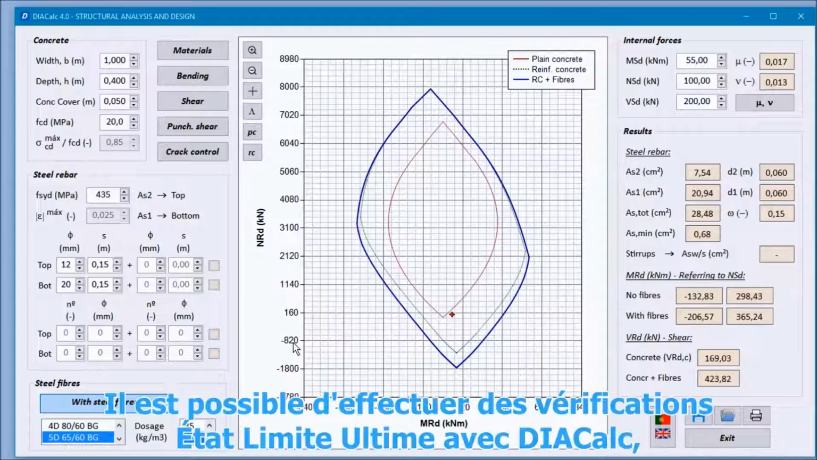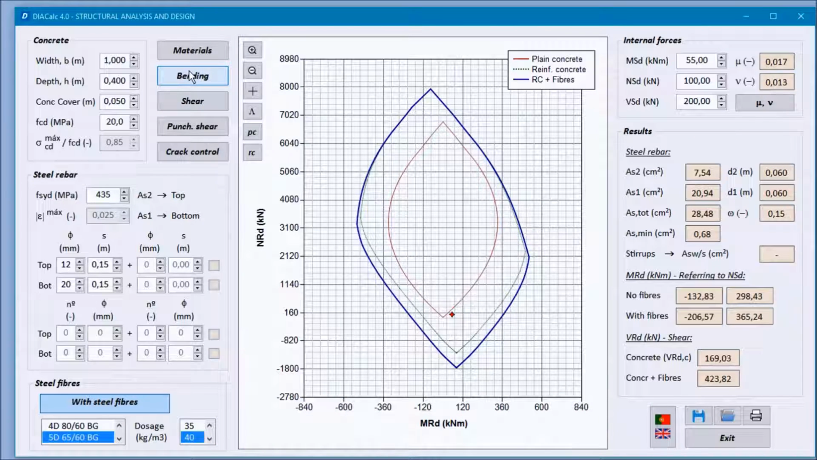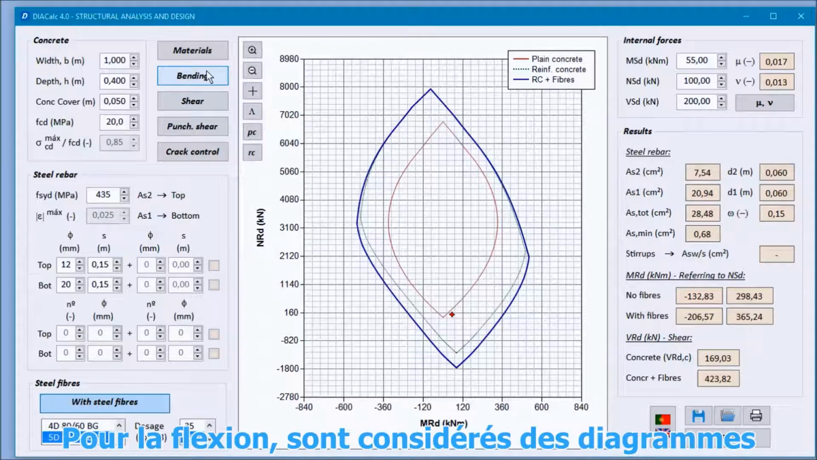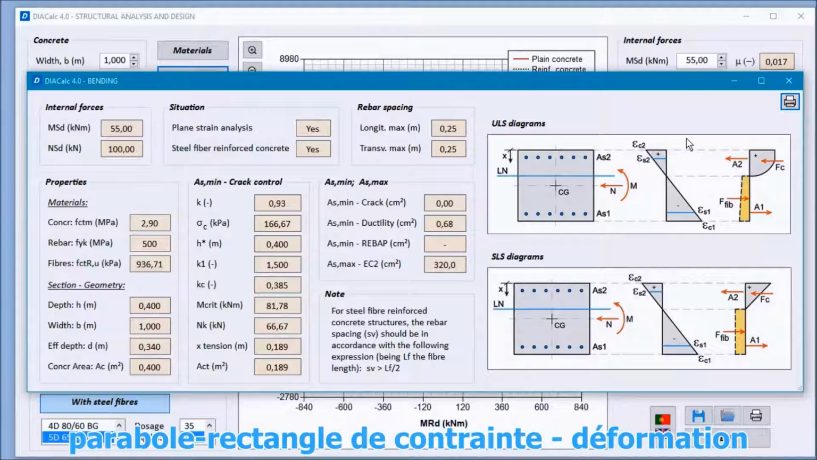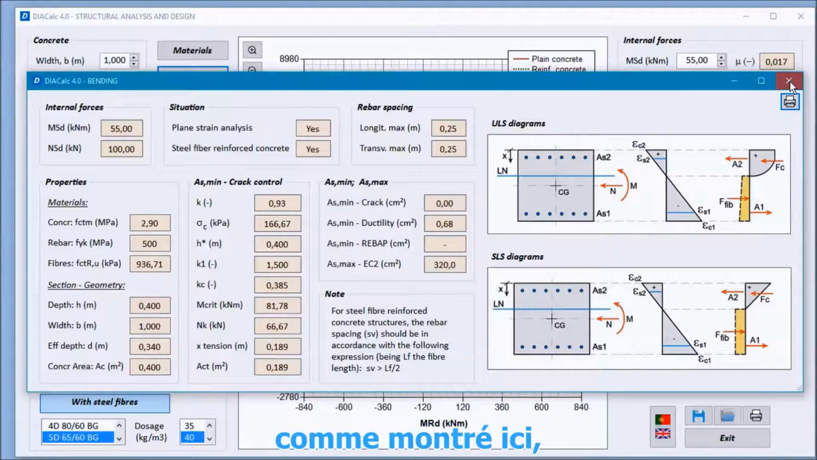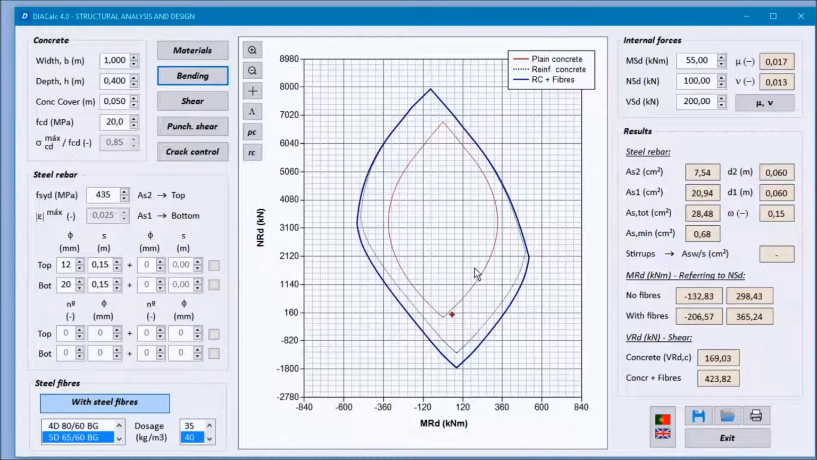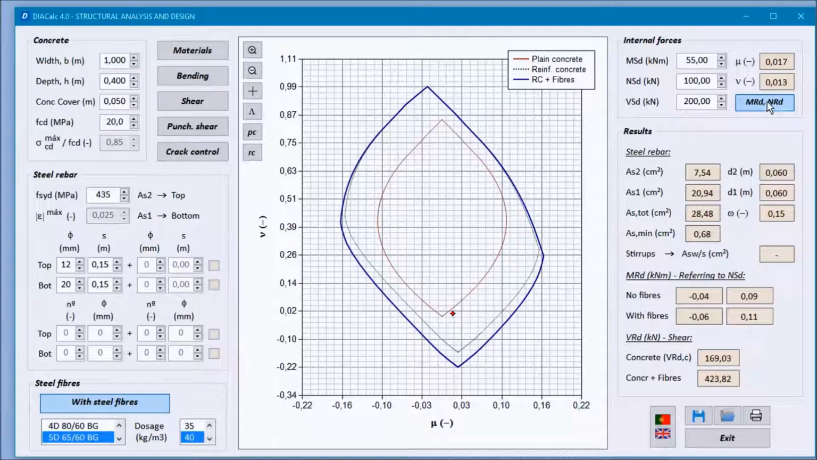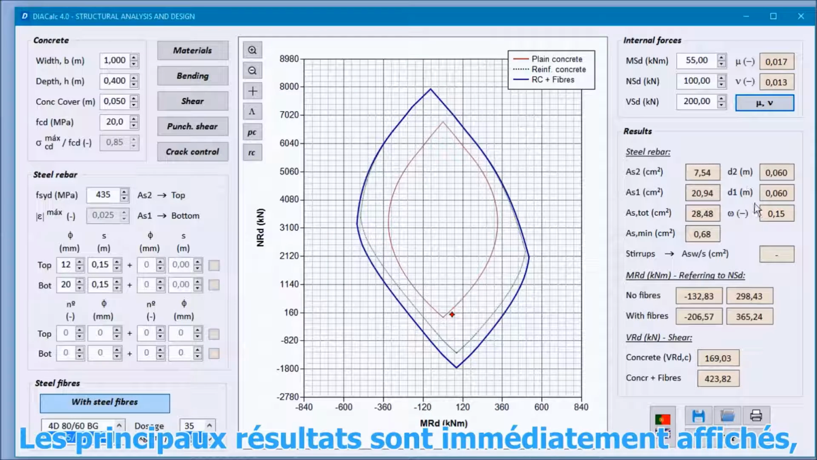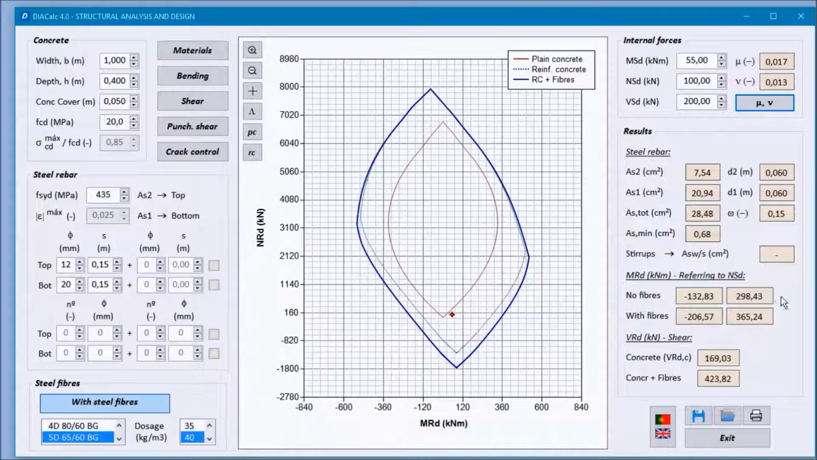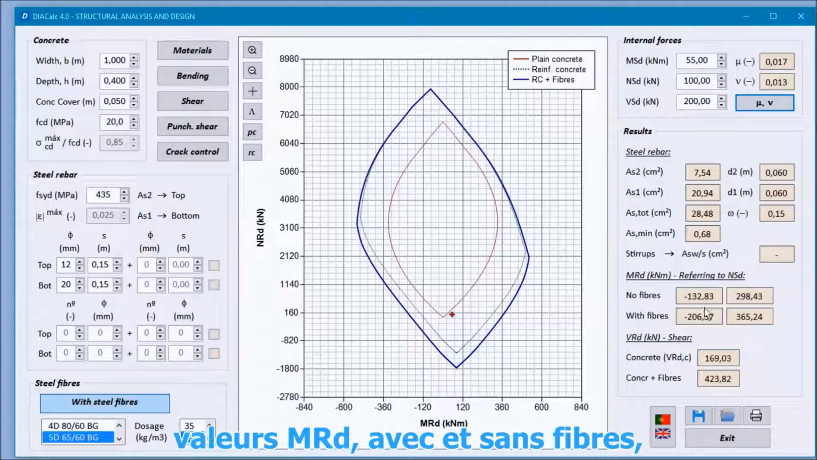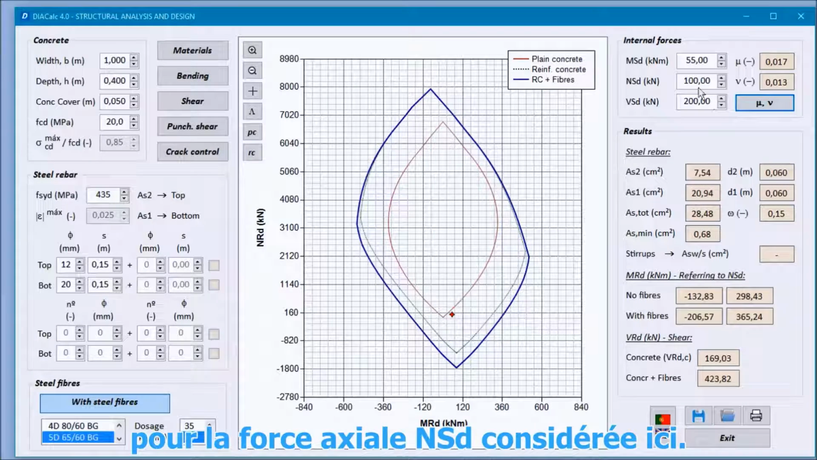It is possible to perform ultimate limit state verifications with DIACalc concerning bending, with or without axial forces, shear, and punching shear. For bending, parabola rectangle stress-strain diagrams are considered, as shown here, to calculate the interaction diagrams that can be presented as MN, or alternatively as mu and nu. Main results are immediately shown for any situation on the right side of the screen, where we can see steel rebar values, MRD values, with and without fibers, for the axial force considered here.